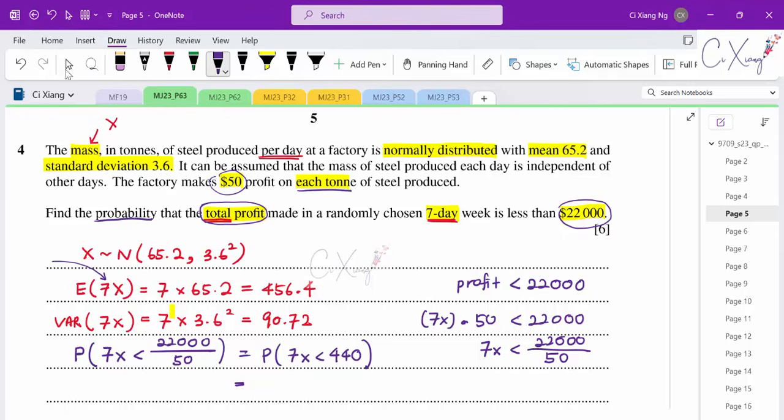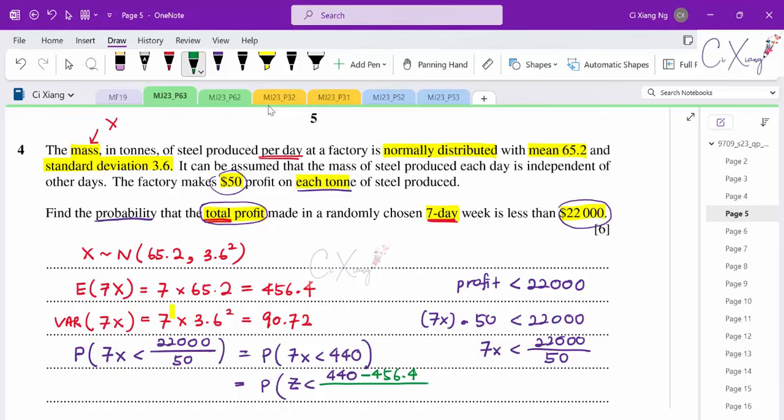If x is normally distributed, then the linear combination of the x, which is 7x, is also normally distributed. If I know that it is normally distributed, to calculate the probability I need to change it to z. How to change it to z? You have to standardize it. You take the value of the 7x minus the mean. What is the mean that you calculated just now for 7x? This one, 456.4.